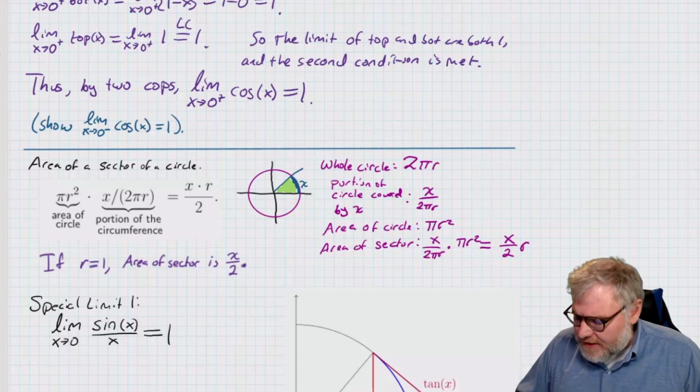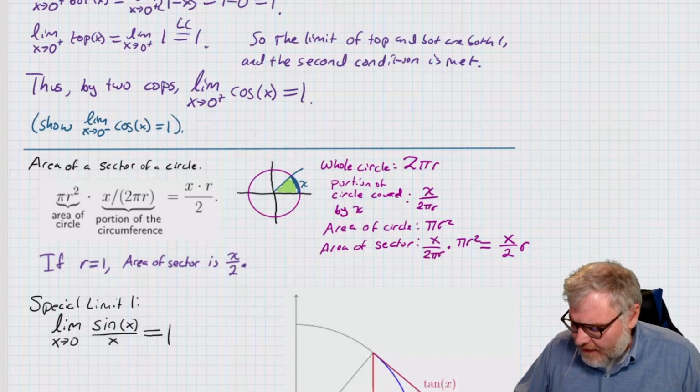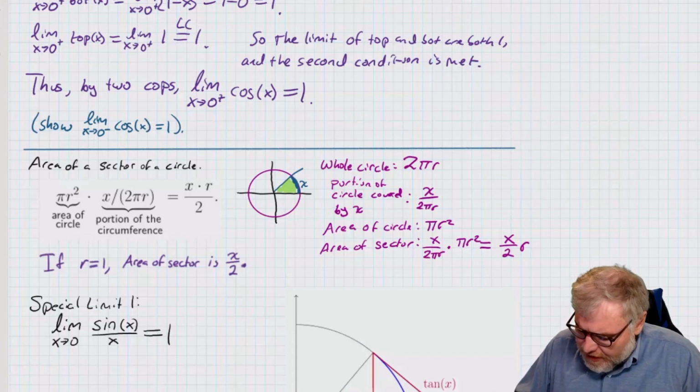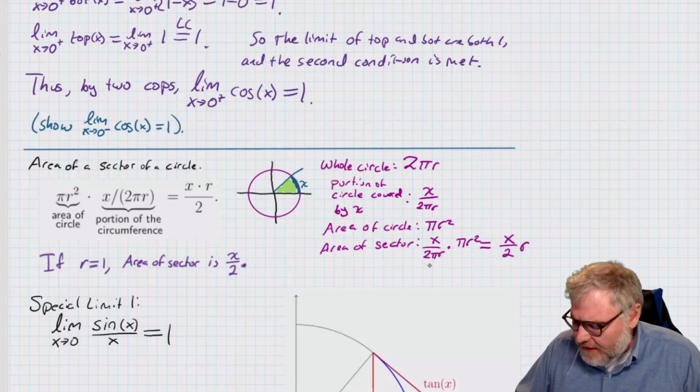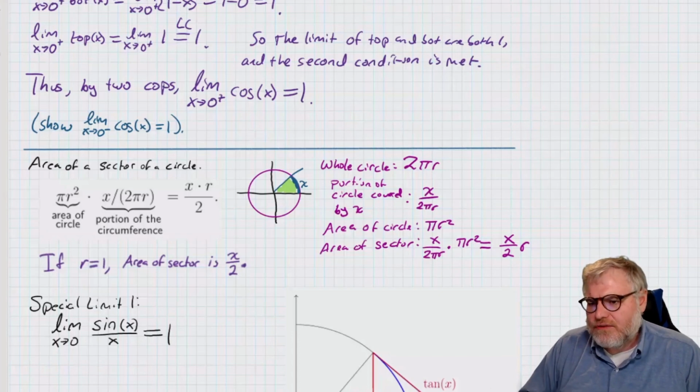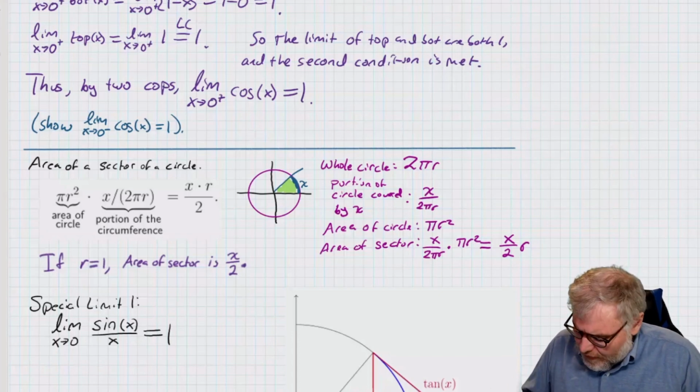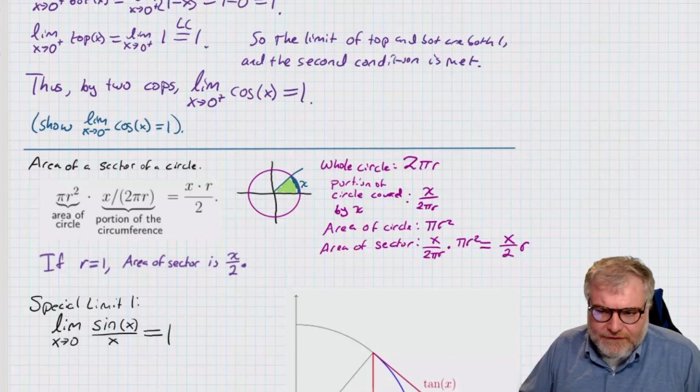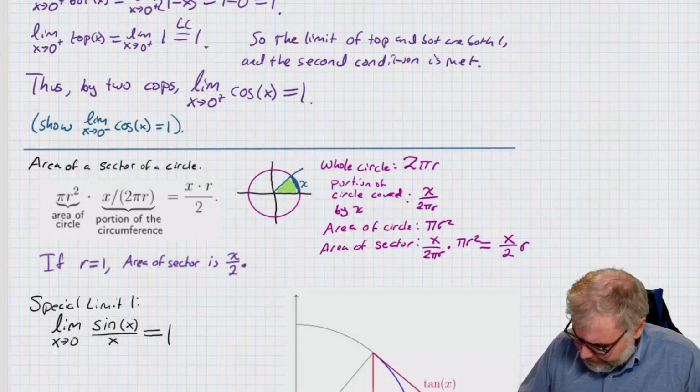Okay? The area of the entire circle is pi r squared. Therefore, the area of the sector is the portion covered, x over 2 pi r, times pi r squared. One of the r's will cancel, and the pi's will cancel. You'll get x over 2 times r. If r is 1, then the area of the sector is x over 2.